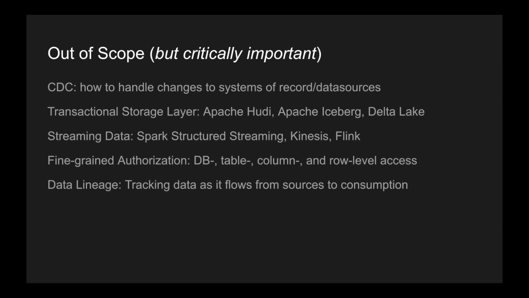Transactional storage layer, incorporating technologies such as Apache Hudi, Apache Iceberg, or Delta Lake to actively manage the data in our data lake. Streaming data, using technologies such as Spark Structured Streaming, Kinesis, or Flink. Fine-grained authorization, database, table, column, and row level access to the data in our data lake. Data lineage, tracking data as it flows from its source to consumption.